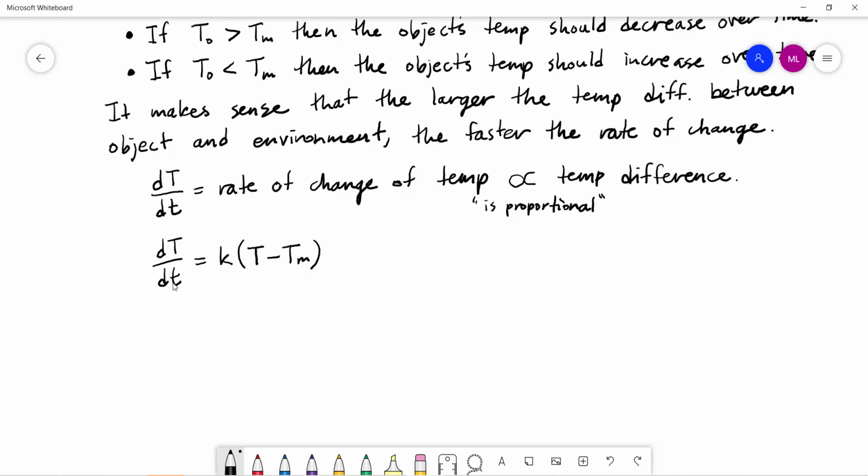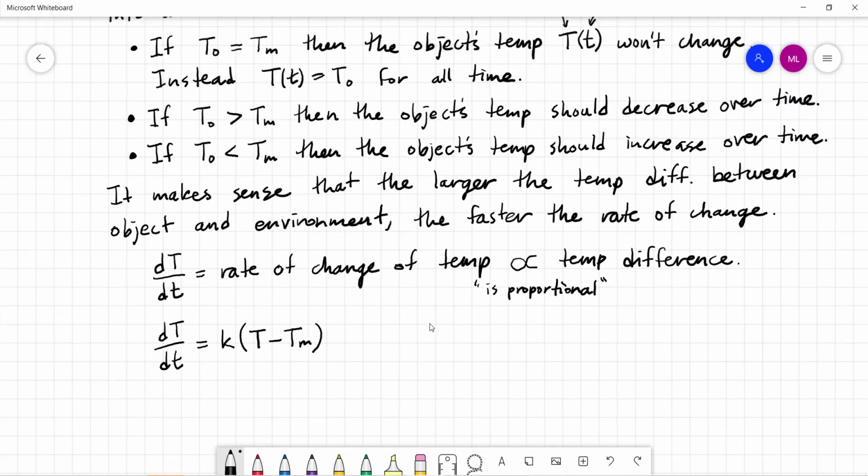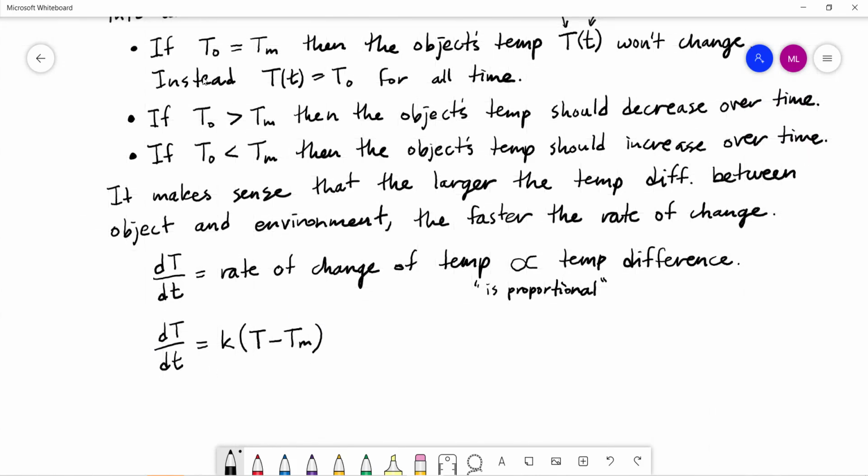It is a function of time. It is going to change over time. And our suggestion is that we think the rate of change is proportional, via this constant of proportionality, to the difference between the current temperature of the object and the temperature of the room. So this is basically now a differential equation. We need to make sure that it follows all of these bullet points that we had up here.